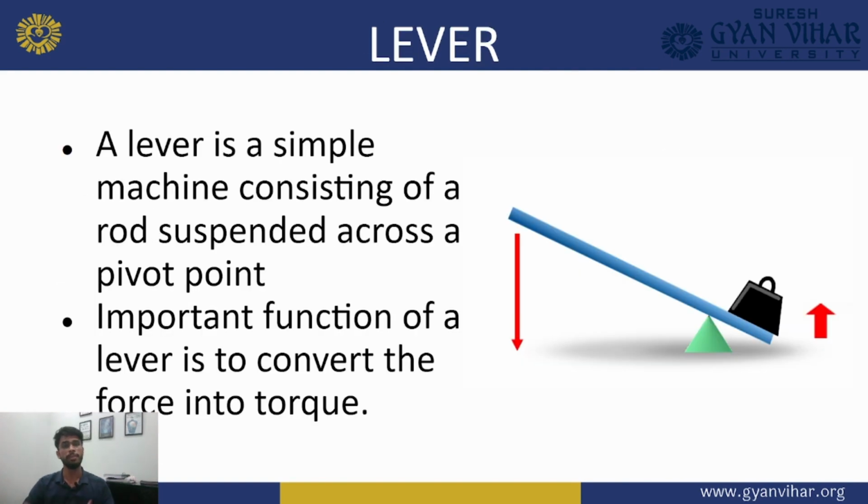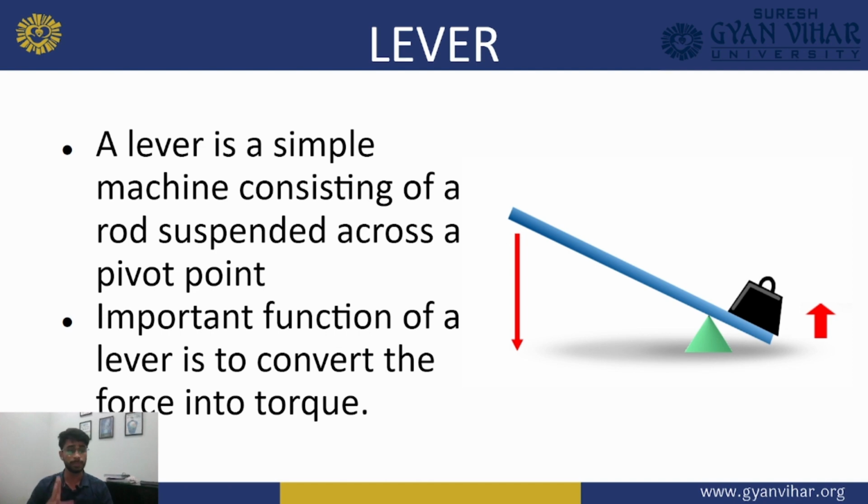Now moving on to the main concept of this lecture, which is a lever. A lever is a simple machine which consists of a rod. Remember, whenever we talk about the lever, there has to be a rod which is suspended across a pivot point. In physiotherapy, whenever we study biomechanics, we give that pivot point the term fulcrum. So in a lever there is a rod and a fixed point across which our load is suspended. An important function of a lever is to convert force into torque.